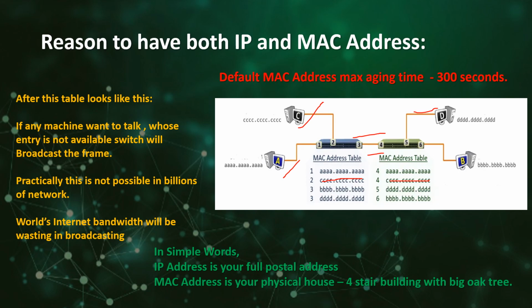That is the MAC address. The MAC address is your physical house address and the IP address is the postal address, which includes the pin code. So the physical address is like, my house is the building with an oak tree, or with a banana tree, or with a palm tree. That is the identification of your house. That is the actual location of your building. Okay. So for that reason we have the IP address.